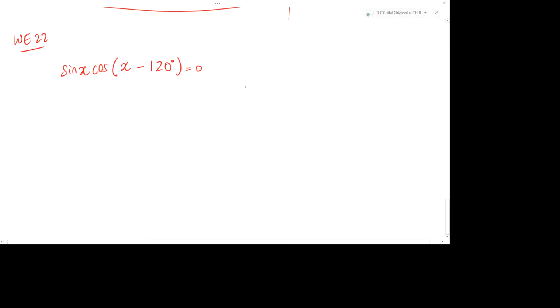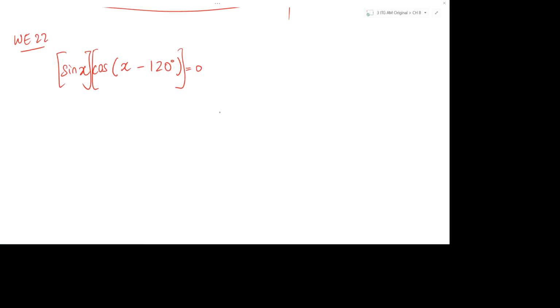Okay, I've got a Trigo ratio over here, sine x, multiplied by another Trigo ratio, cosine x minus 120 degrees. And this is supposed to be equal to 0. What does this tell you about these two factors? Because can you see that they are multiplied to each other? Yes, right? So what can you tell me about sine x? One of them is 0.